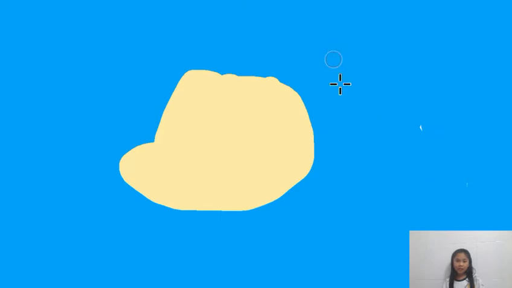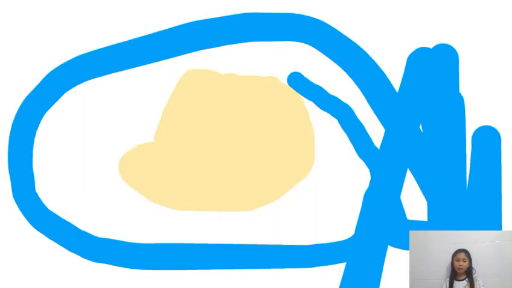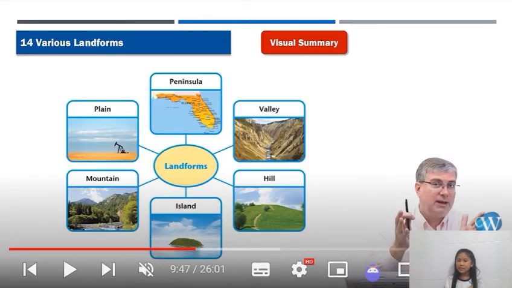You see, it's just water, right? This island is lonely and isn't connected to any part of the world, right? That is an island. You see, there's Hawaii, right? A very, very famous island, you know? Very beautiful. Next is mountains.